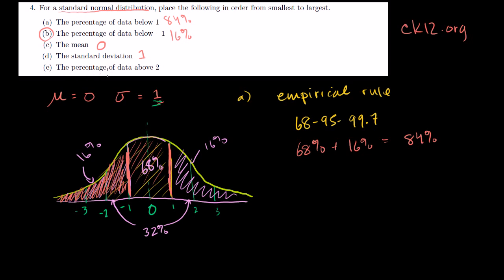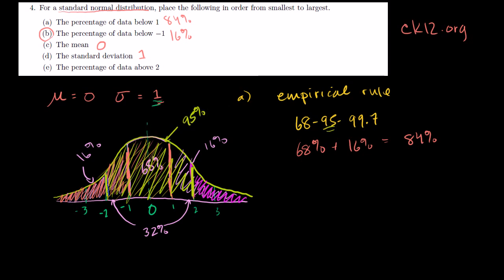Part E, the percentage of data above 2. So they want the percentage of data above 2. So we know from the 68, 95, 99.7 rule that if we want to know how much data is within 2 standard deviations, so let me do it in a new color, a more vibrant color, green. If we're looking from this point to this point, so it's within 2 standard deviations, right? The standard deviation here is 1. If we're looking within 2 standard deviations, that whole area right there by the empirical rule is 95%.